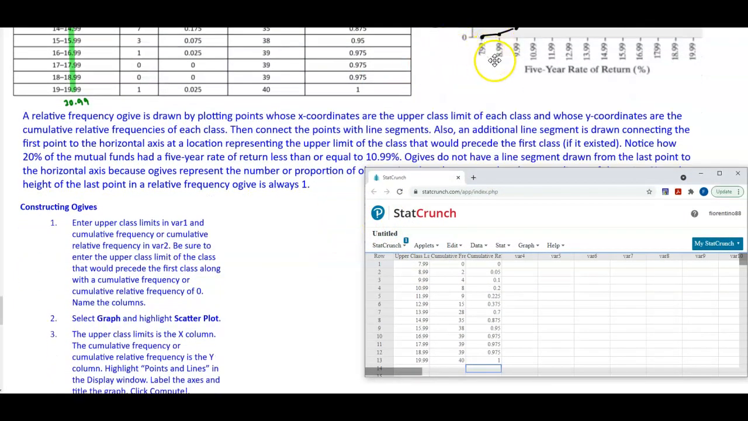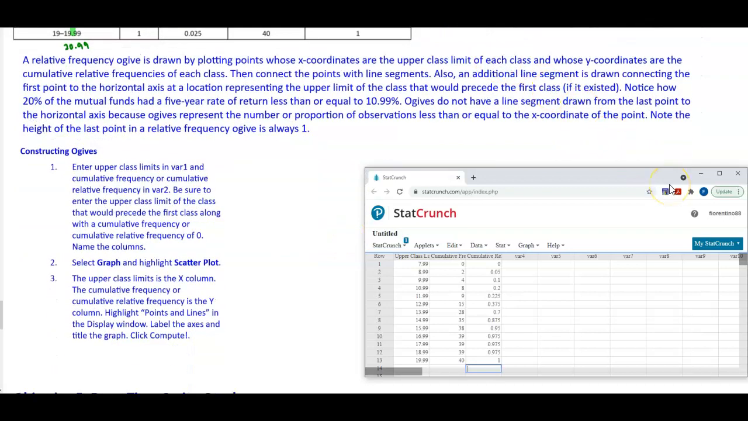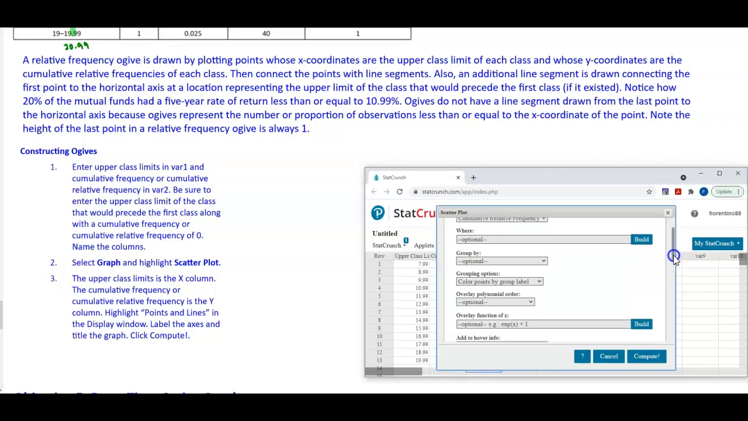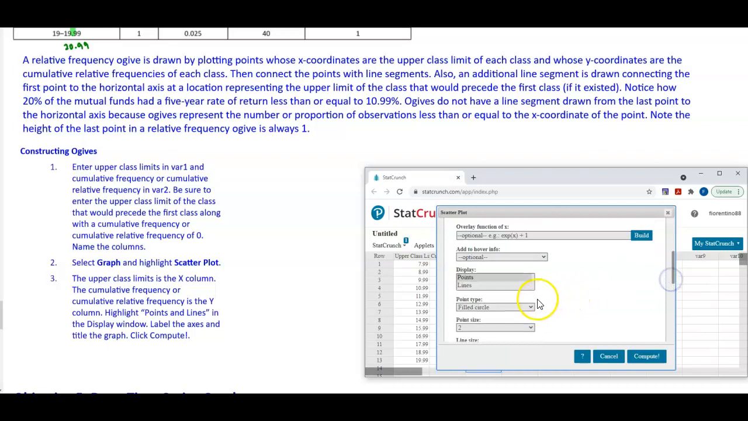Now that we have these columns labeled, we can use StatCrunch to generate these two graphs. We select graph, and then go down to scatter plot. In the x variable, we have our upper class limits. For the y variable, since we did the cumulative relative frequency, let's put that in there. Now we want to display the points, and we also want to hold the control button down for lines.